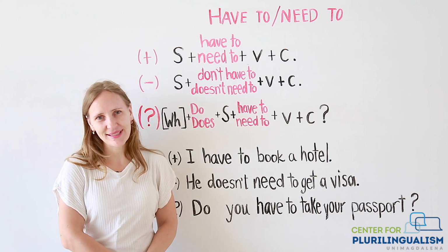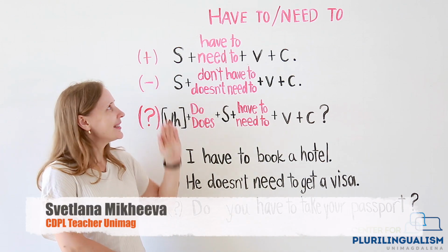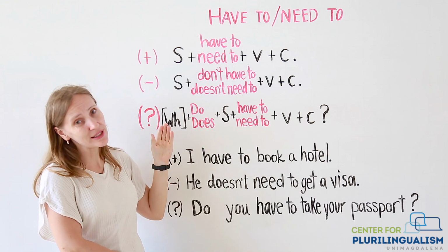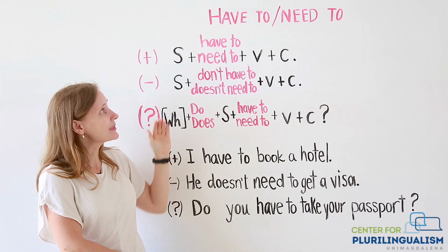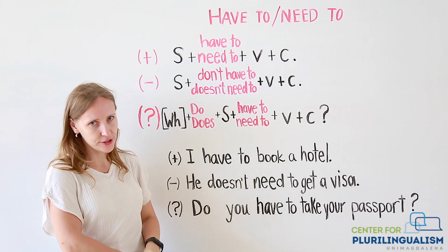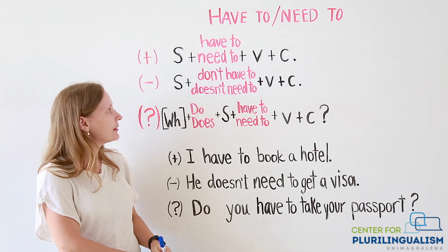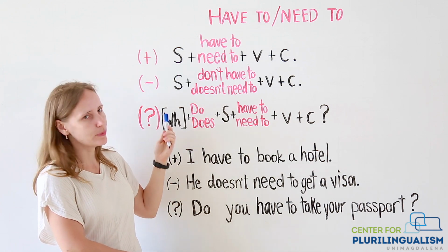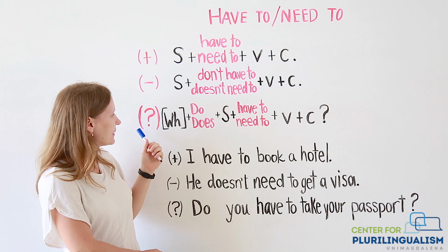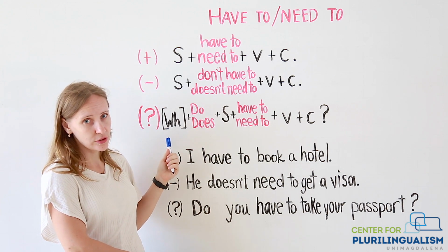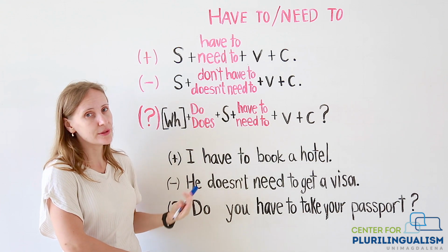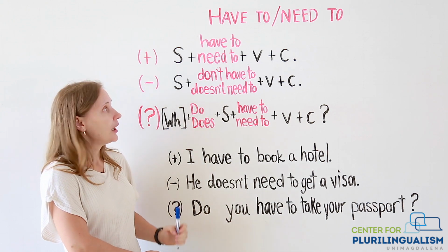Okay, hello students. So our topic for today is these two modal, or better to say semi-modal verbs, have to and need to. So first of all, I will explain to you how to make affirmative and negative sentences and questions with these two semi-modal verbs, and also why they're called this way.